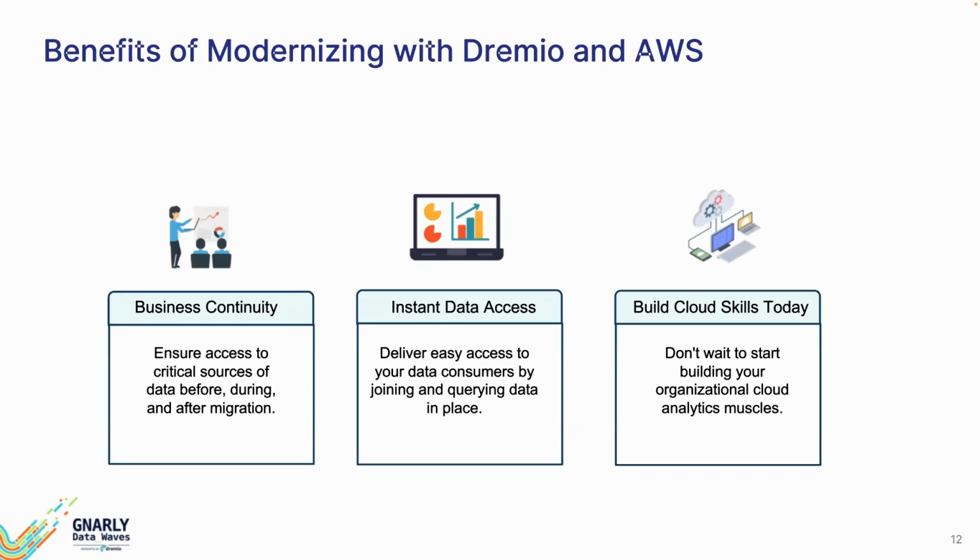First, you can ensure business continuity. You can start modernizing and migrating to the cloud while ensuring continuous data access. You don't need to disrupt existing workloads or access to mission critical data to begin to go down this process. You can start immediately. You can transition workloads as it makes sense.